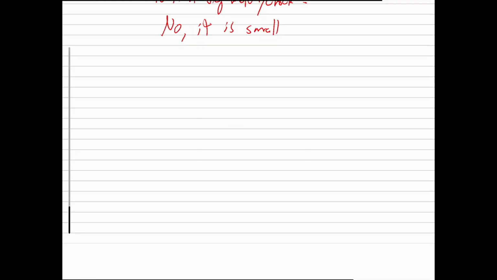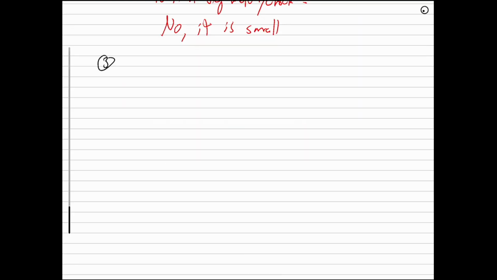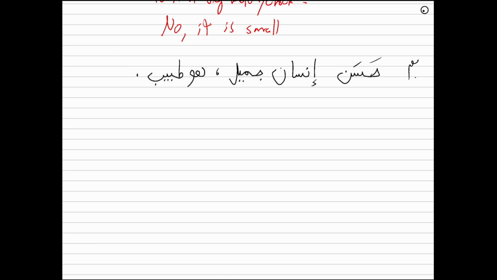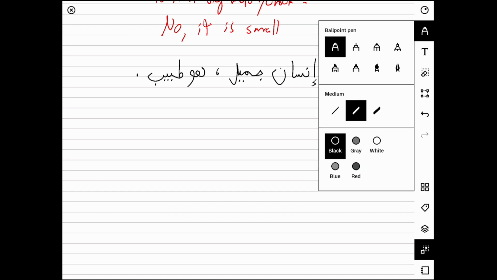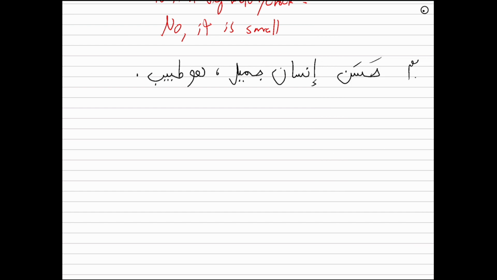Let's keep going. Number three. We should give it in Arabic numerals because we're writing in Arabic. All right. Hassan insan jamil. Huwa tabib. Right? All right, so now let's take a look. Hassan, as we saw in the previous episode, is a name. Insan means person. Jamil is beautiful. Huwa is he, and then tabib is doctor.